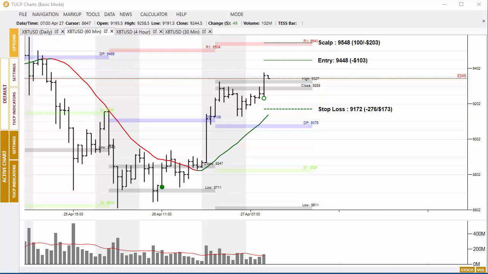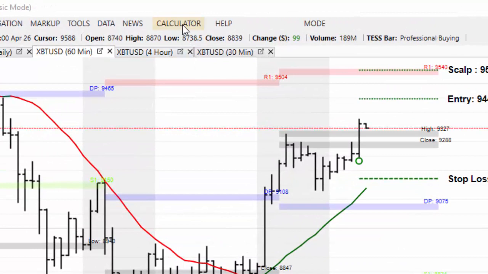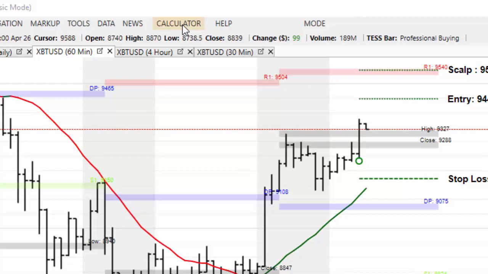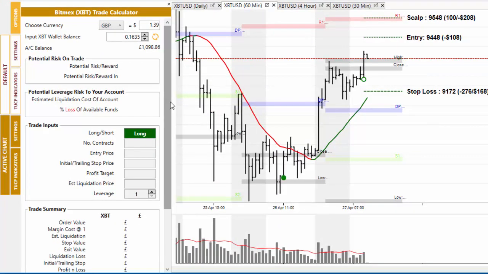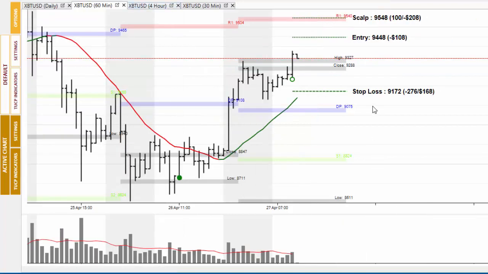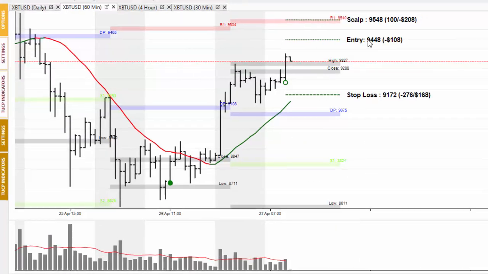To access the calculator, there are two ways to actually do this. The first is if you come up to the top of the chart, you can see that we have the calculator menu option here. So if I left click on this, this will bring up the calculator. I'm just going to close this. And you'll also notice that we have a new trade set up here as well.